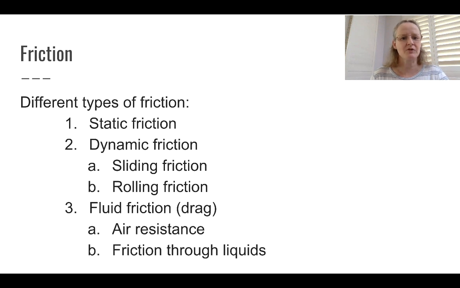There are different types of friction. Static friction is when there is no movement. Dynamic friction is when there is movement, and that can be sliding friction or rolling friction. Fluid friction is the description of friction as it moves through a fluid, and that could be a gas, which would be air resistance, or friction through liquids.